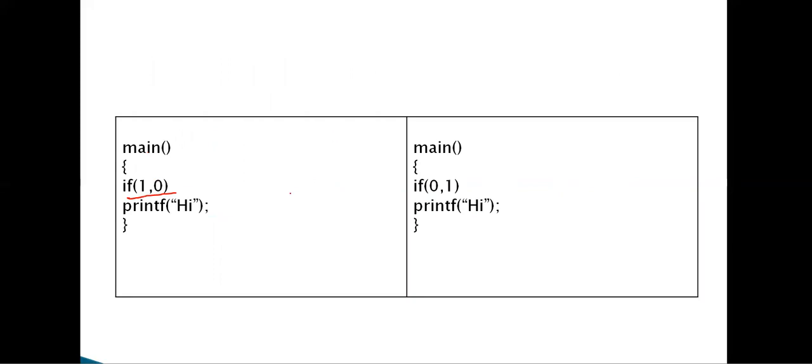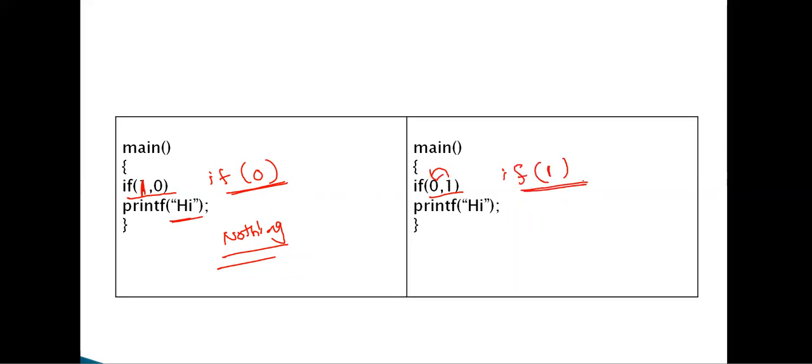So, in the first thing, if of 1, first it considers 1, closing bracket occurred? No. What is the next value? 0. 0 overrides 1. So if of 0 means the condition fails. Condition fails means the statement is printed? No. So nothing is printed on the screen, no output. Similarly, in this case, if of 0 comma 1, first the value is 0, but before the closing parenthesis, I am overriding 0 with 1. So if of 1 means the condition is true. The condition is true means hi is printed.